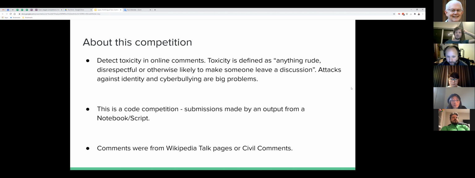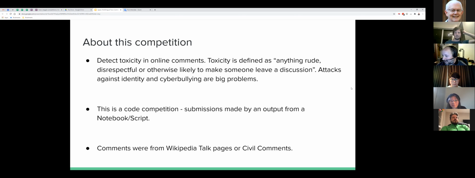This was a code competition, which meant that submissions had to be made by an output from a notebook or a script that was directly put into Kaggle. This is in contrast to, I think, most of the competitions where you simply submit a CSV with some predictions based on a model that you've made, and that's what gets tested against. This one, you actually weren't allowed to use anything except running the code through Kaggle. There's a good reason for that.